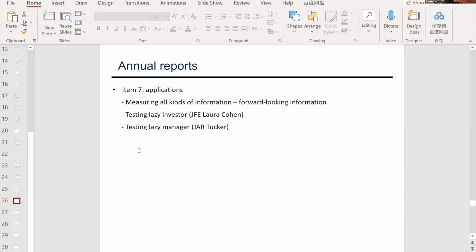So to summarize, what you can do with Item 7: the first one is to measure the forward-looking information and use it to predict the future, which can help investors make investment decisions, and help managers make decisions. The second is that you can test whether managers are lazy or do not want to disclose information, by comparing this year's discussion with the previous year. If they're too similar, something is wrong with the firm.